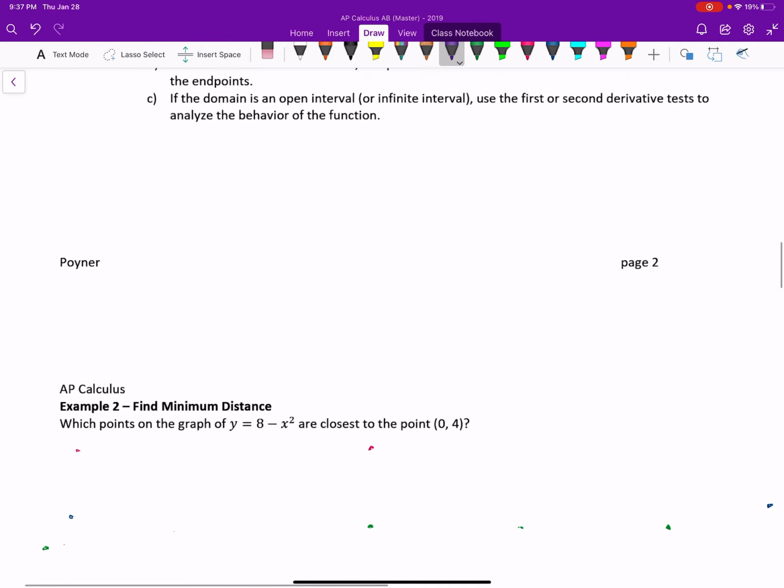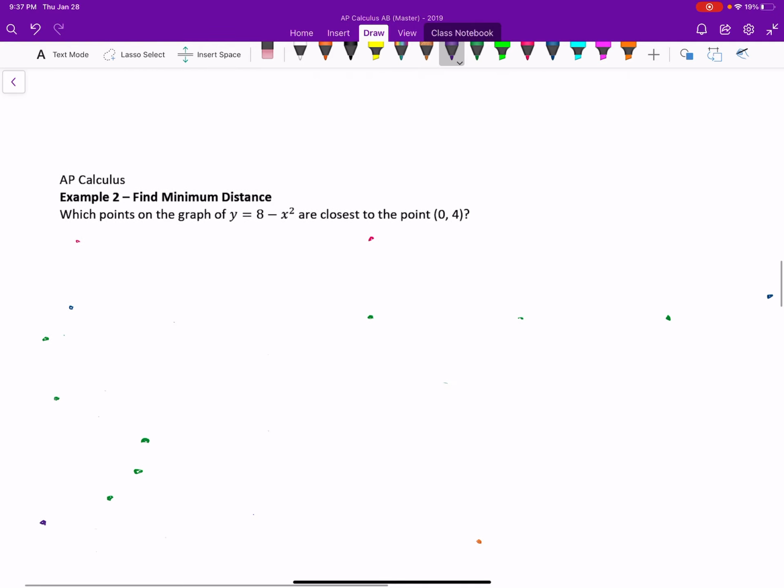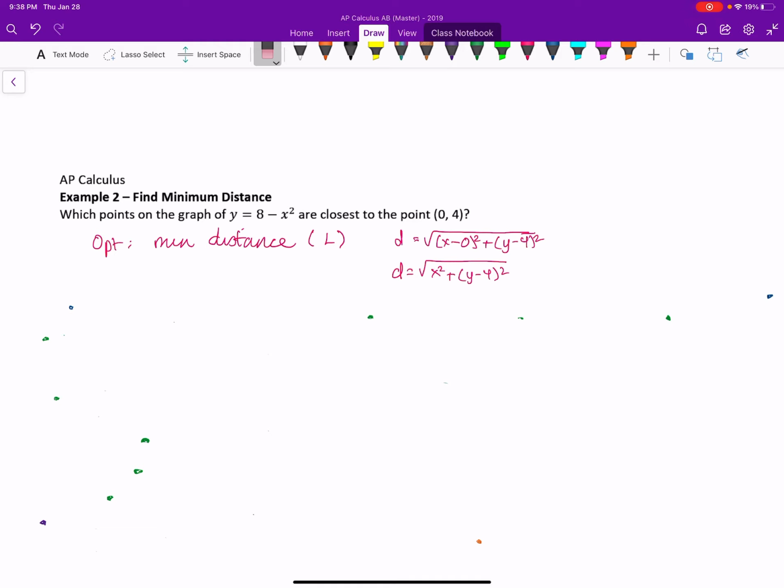So let's try a problem. Example 2. It says, which points on the graph of y is equal to 8 minus x squared are closest to the point (0, 4)? Okay, so in this particular case, we want to optimize by finding the minimum distance. And I used the letter L for length. And the way we do that is using the distance formula, right?